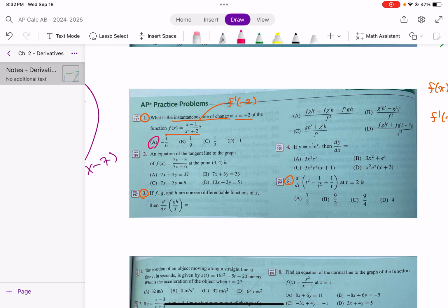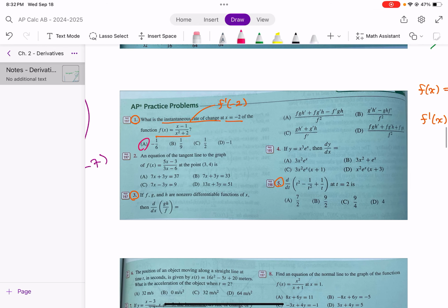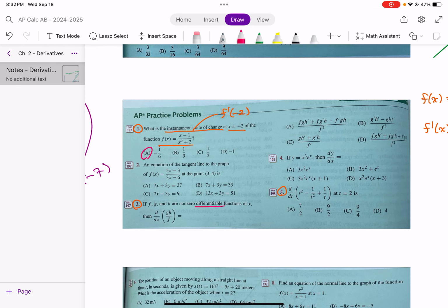Okay, number 3. F, G, and H are non-zero differentiable functions of x. So all that's saying is we can take a derivative of any of these 3 functions and they exist. So here, there's no numbers, no equations. You just have to know how to apply the product and the quotient rule in this case. Because notice there's a product up here, but we have this divided by some other function. That's a quotient as well.